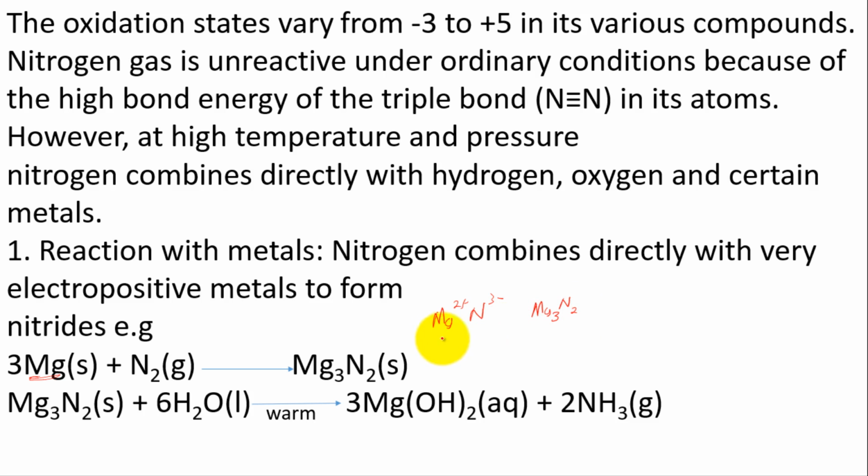Then this nitride, when dissolved in water, what happens? It forms the base and ammonia gas. Therefore, it's forming magnesium hydroxide and ammonia gas when dissolved in water, especially when you warm this particular product. That is a reaction with metals.